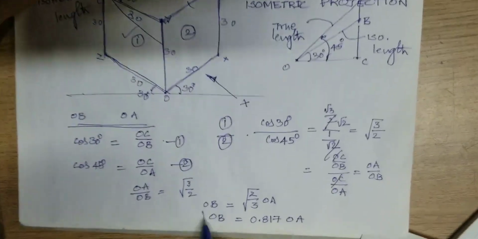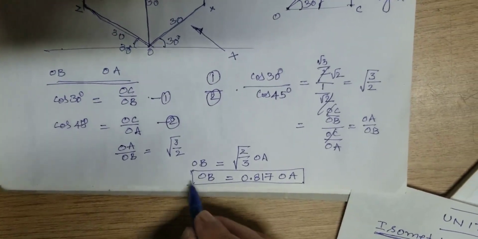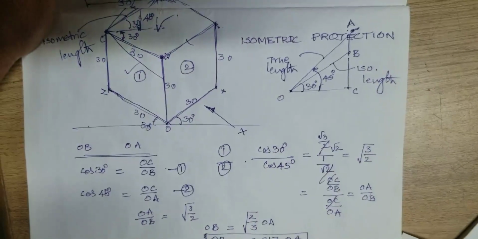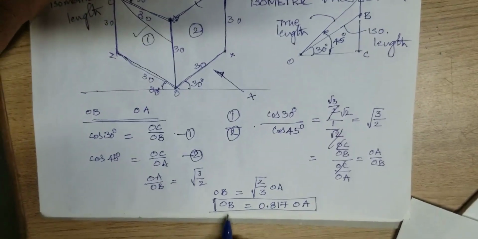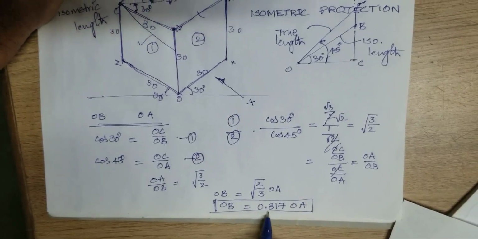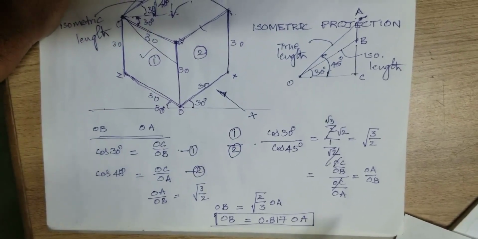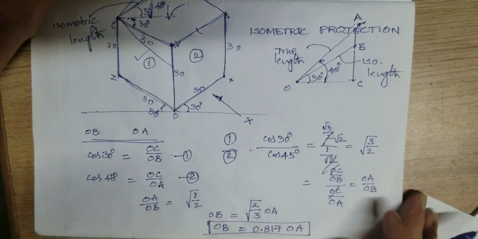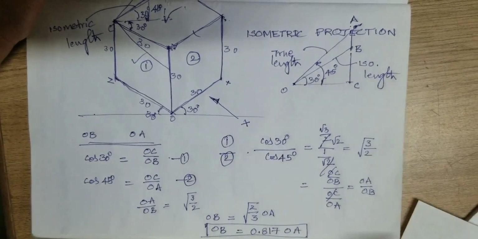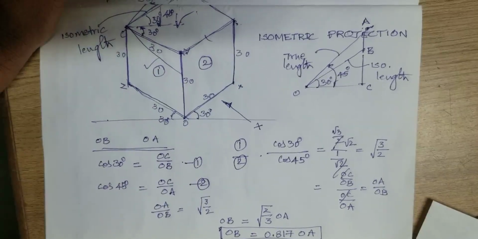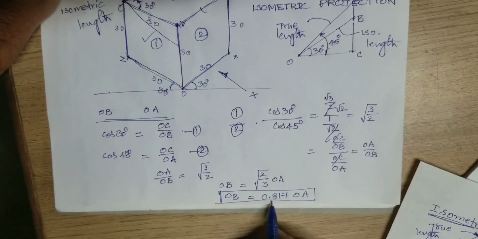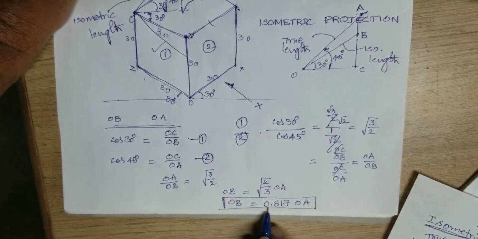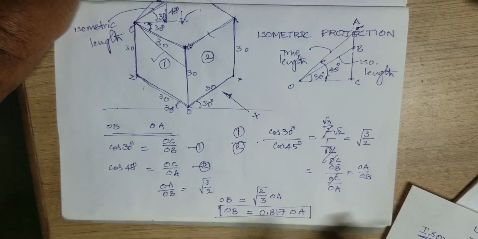What is this? Here we know OB is the iso length, OA is the original length. That means the iso length is equivalent to 0.817 times the true length. That we have to understand. They will ask what is the relation between isometric length and true length. That means when you are writing these lines, actually you are supposed to take 0.817 times the true length they are given.